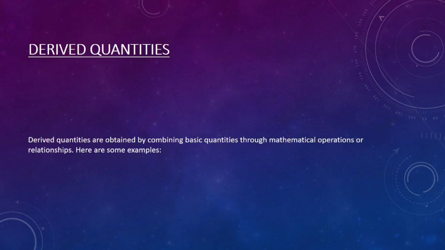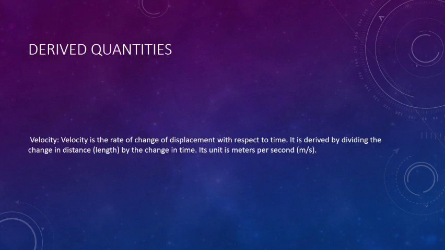Derived quantities. Derived quantities are obtained by combining basic quantities through mathematical operations or relationships. Here are some examples. Number 1, velocity. Velocity is the rate of change of displacement with respect to time. It is derived by dividing the change in distance, length, by the change in time, seconds. Its unit is meter per second.